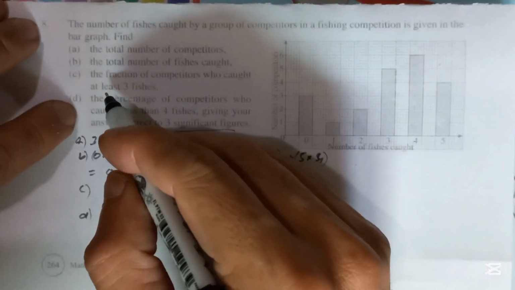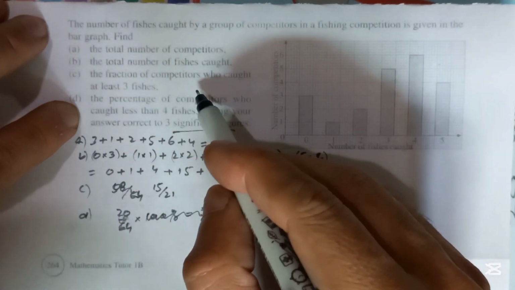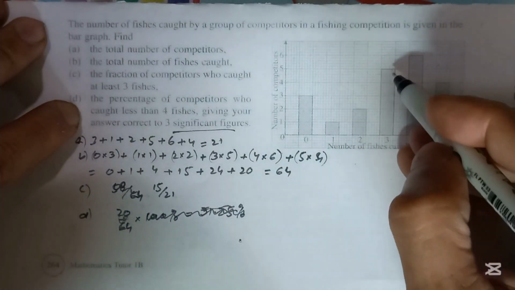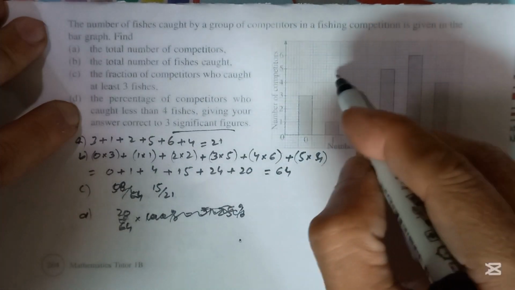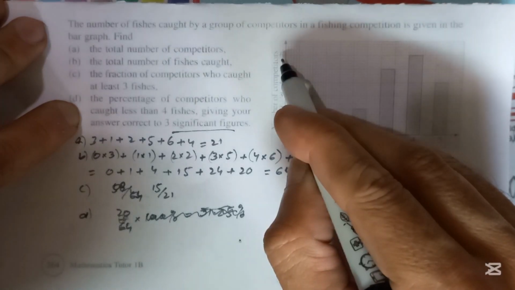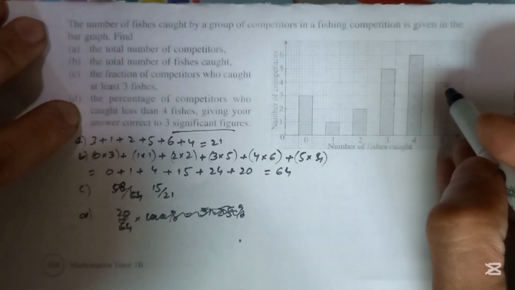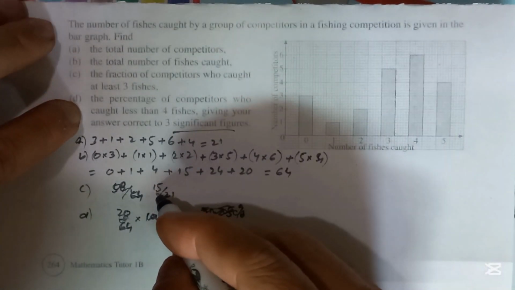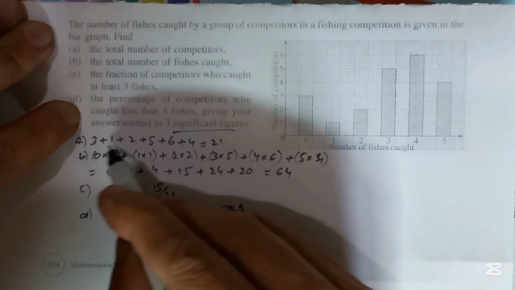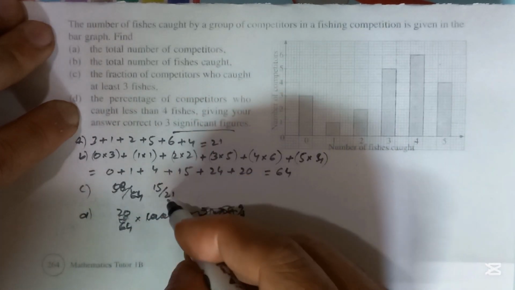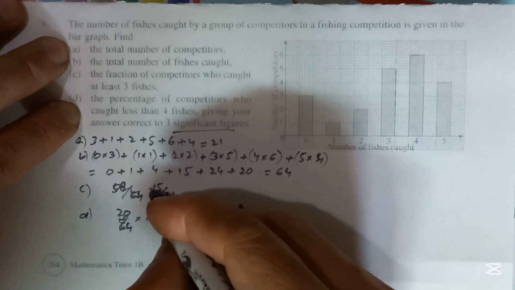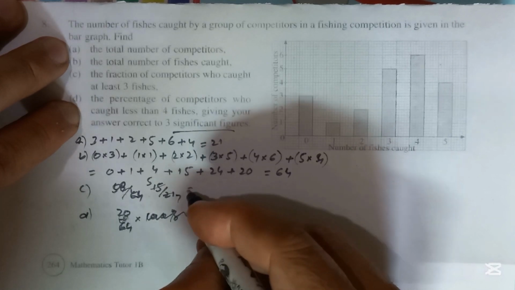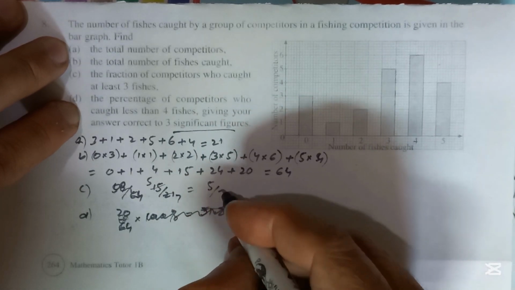C part's requirement is the fraction of the competitors who caught at least 3 fish. So at least 3 fish means 5 plus 6, 11 plus 4, 15. So 15 will be the numerator and the total number of competitors, 21, will be the denominator. After cancellation, 3 5s are 15, 3 7s are 21. So 5 by 7 is the answer.